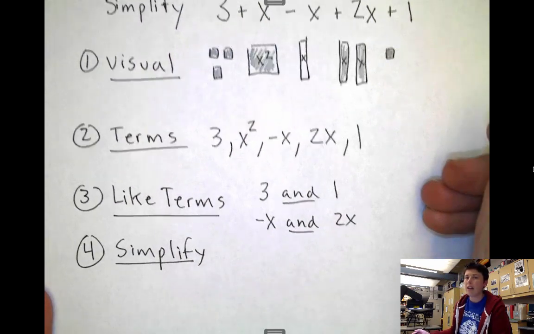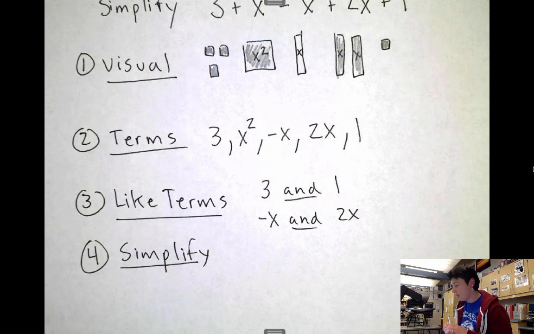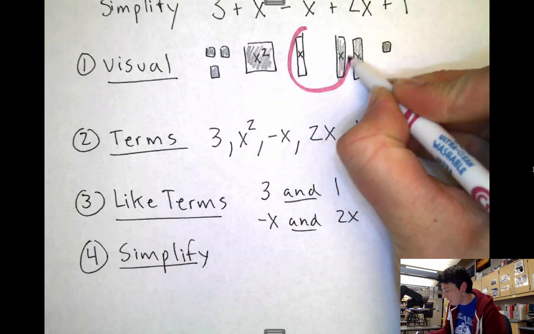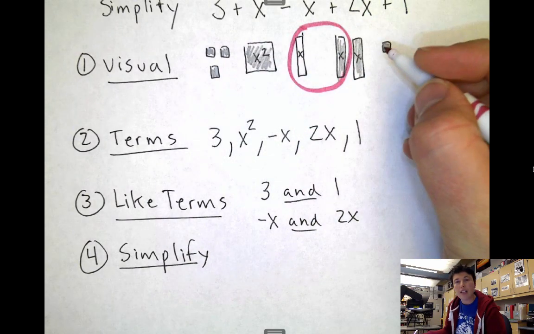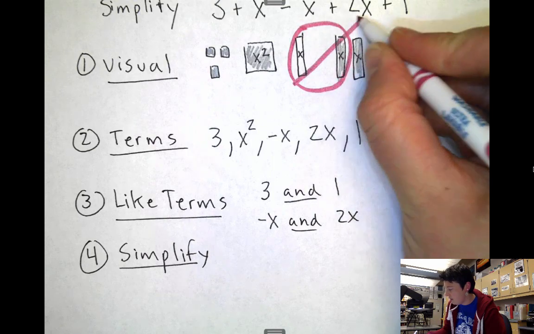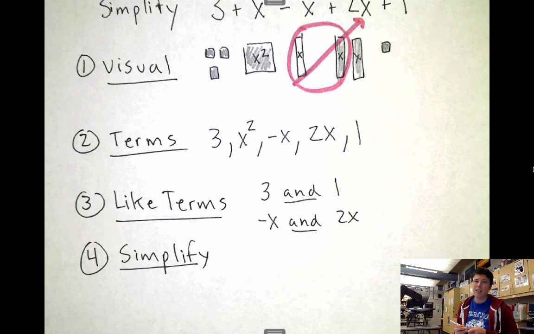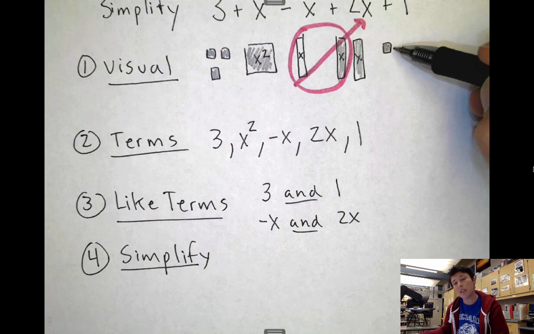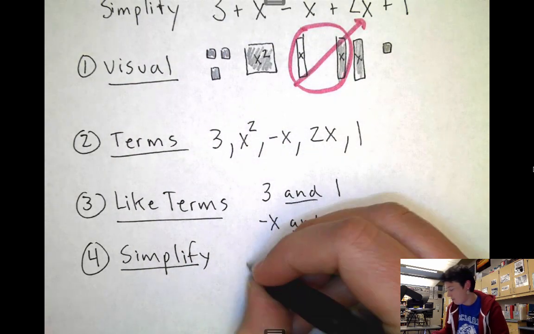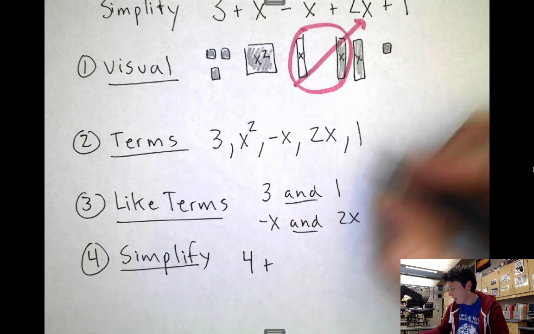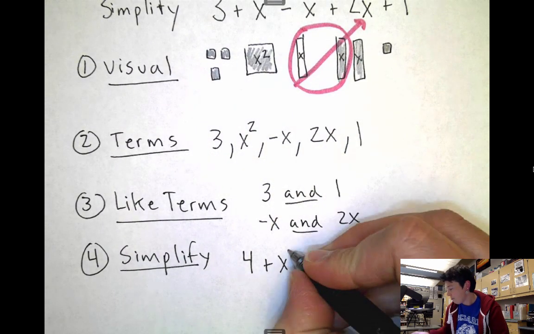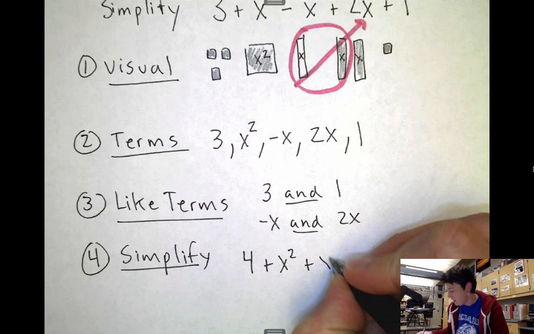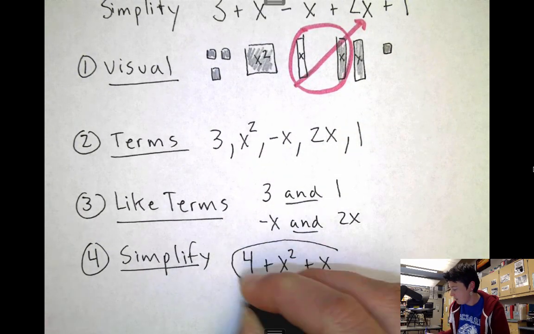And to simplify, I'm getting rid of zero pairs if I can. So here's what I'm seeing. I see a negative and a positive x right there. Let's get rid of that as a zero pair. Together, they make zero. Other than that, I don't see any other zero pairs. But I do see that these three units combined with that one make four total units. So I have 4, plus I have an x squared, plus I have this extra x that did not zero out, so plus another x. And that is my simplified answer, and I'm all done.